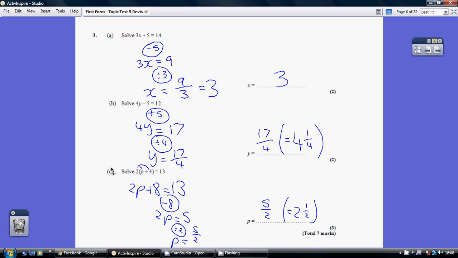Now part C is a bit different in as much as we've got a bracket to start with, so we start by expanding the bracket. 2 times p is 2p, 2 times 4 is plus 8, so we've now turned it into one of these up here. How do we undo an adding of 8? We take away 8. How do we undo a timesing by 2? We divide by 2. 5 to be divided by 2, which is 5 over 2, a top-heavy fraction. That's fine for full marks, or you could write it as 2 1/2.